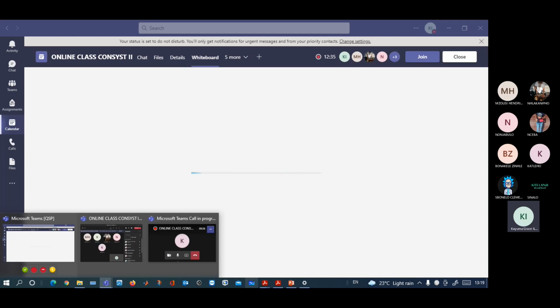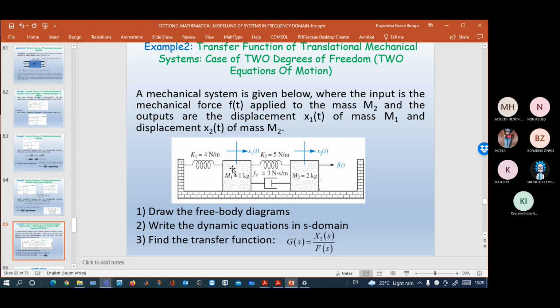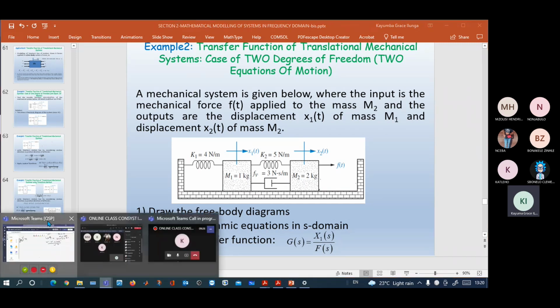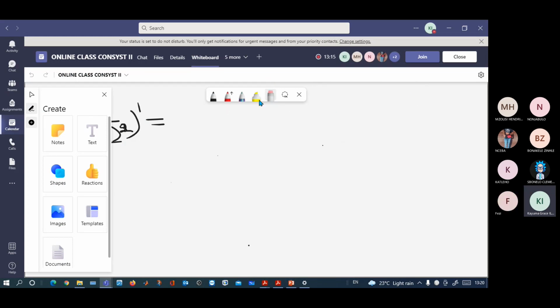If you can see this problem, we have already the values given to us. They give the value of M, the value of K1, K2. So we can just use the numerical values to solve. This makes it a little bit easy to simplify. But I'm going to go step by step so we can all be able to solve it easily. Okay, let's see if the whiteboard is ready. Okay, the whiteboard is ready.